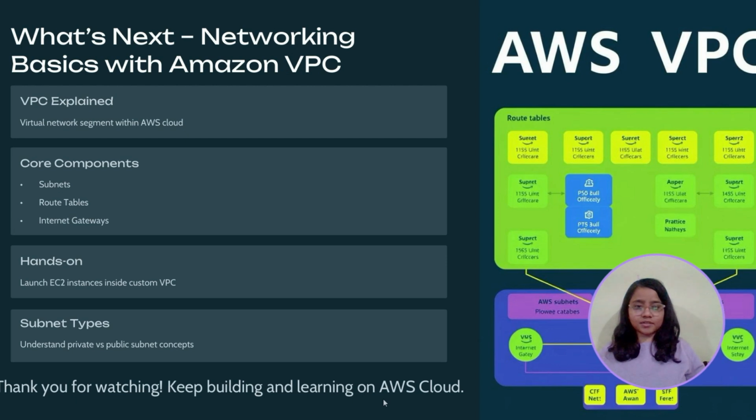Coming up next, we will learn the most important topic in AWS, that is networking with Amazon VPC. You will learn how to design a secure and isolated virtual environment. You will configure subnets, route tables, internet gateways, and NAT gateways also. We will launch an EC2 instance inside custom public and private subnets. This sets the foundation for deploying production-grade cloud infrastructure.